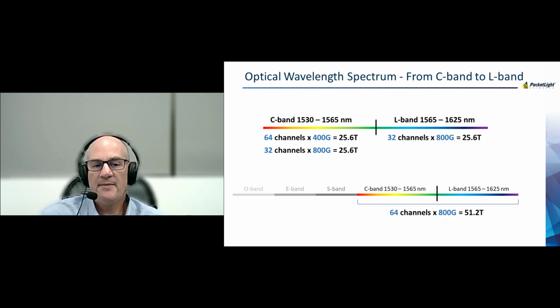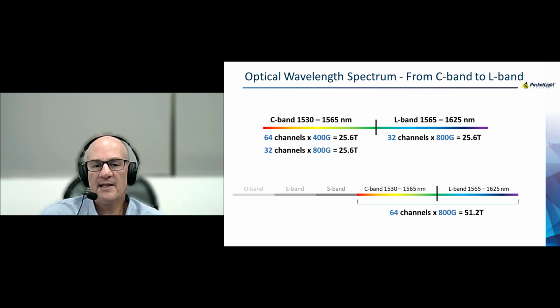We can, on the same fiber, have alternatively 32 channels of 800 gig and have the same result of 25.6 tera. So moving from 400 gig to 800 gig, we got to a limitation of the bandwidth. Yes, we use half the number of transceivers, so we can build more compact devices. We can use fewer lasers, fewer receivers, so less power consumption, but capacity remains the same, which is a problem.